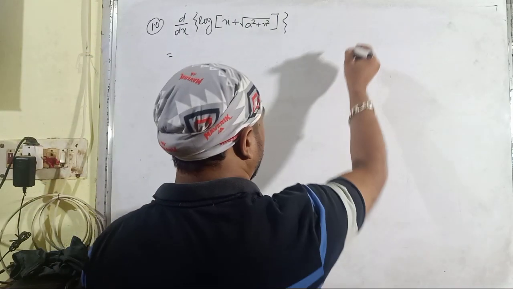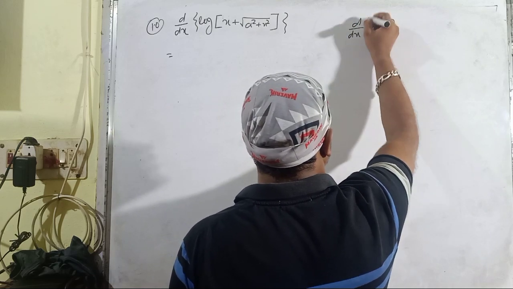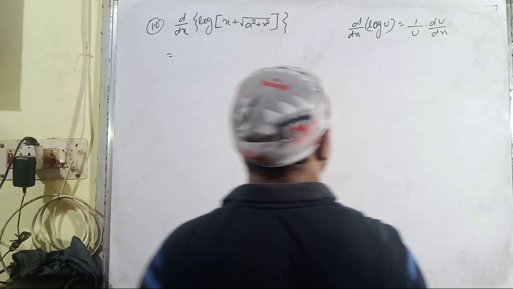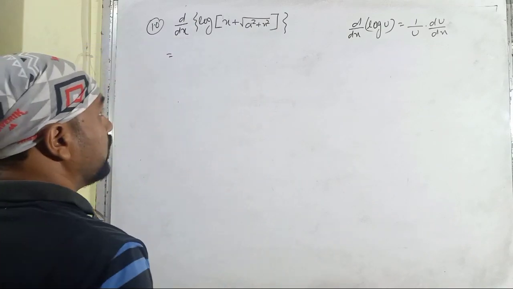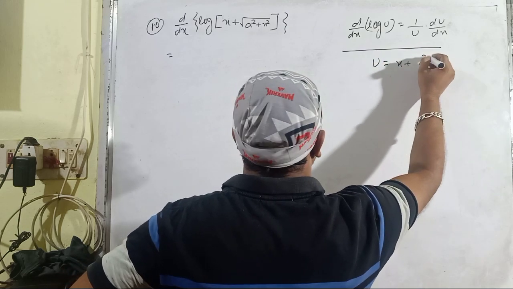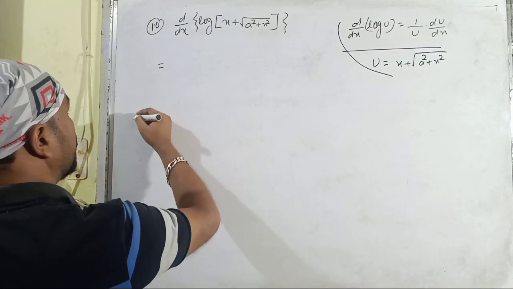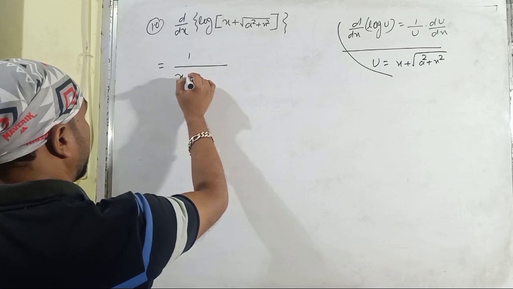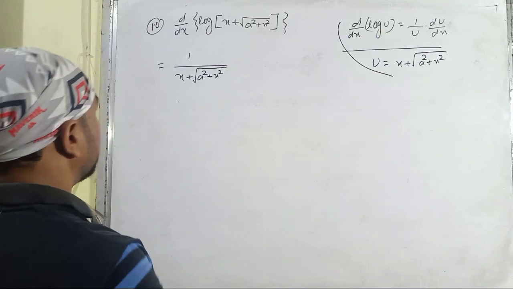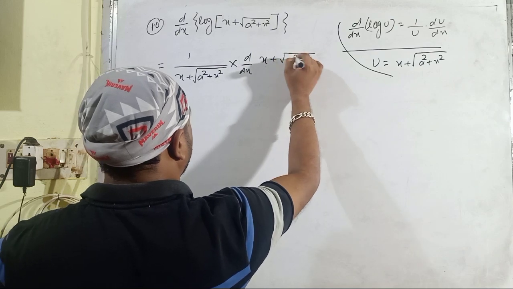First of all, again we have to apply the differentiation of ln or log u, and it is 1 upon u multiplied with the differentiation of u with respect to x. And here u is equal to x plus square root of a square plus x square. So it will be 1 upon x plus square root of a square plus x square, multiplied with the differentiation of x plus square root of a square plus x square.